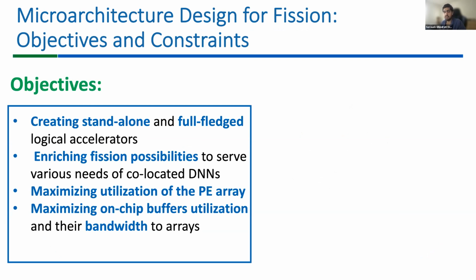DNN graphs are usually very diverse with various computational characteristics such as data reuse, parallelism, etc. Finally, the PE array and on-chip buffer bandwidth utilization needs to be maximized. One important point here is that although we're talking about fission and breaking a DNN accelerator into smaller pieces, usually when it comes to DNN accelerators, the main compute kernel is matrix multiplication, and mostly we talk about the compute resources, but we can't just take a scissor to cut the accelerator into smaller pieces. The on-chip memory management and utilization is actually a key factor here.